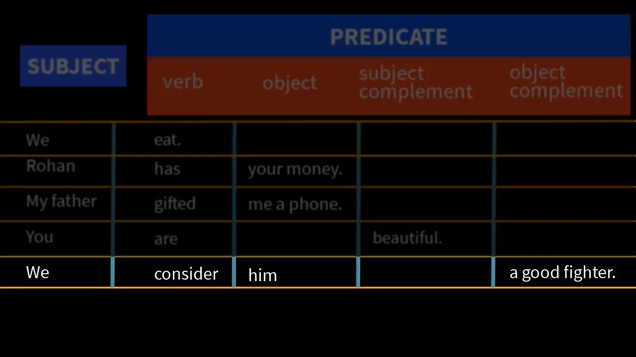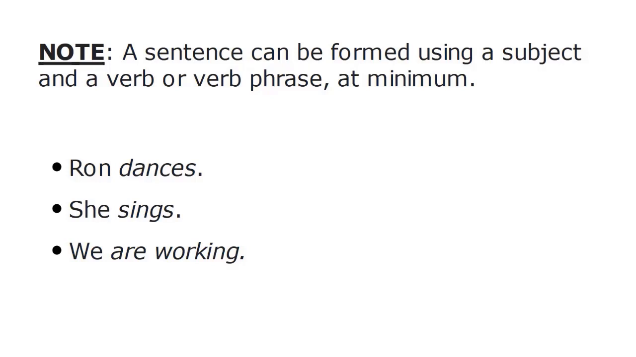So all these things are predicates, come under predicate. All right, now let's master them one by one. And before we do that, it's very important to note that at minimum, we just need a subject and a verb or a verb phrase to form a sentence, right? For example, Ron dances, she sings, we are working, right? These are complete sentences. But sometimes we need more than that. Sometimes some other elements are needed to complete the sentence, like object, like subject complement, object complement, right? So we'll study all the elements one by one.